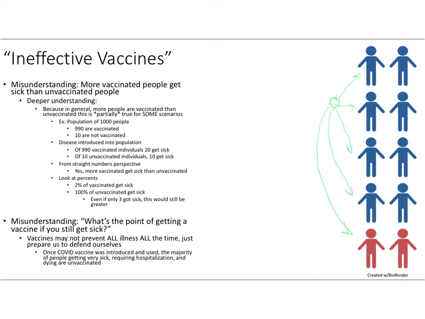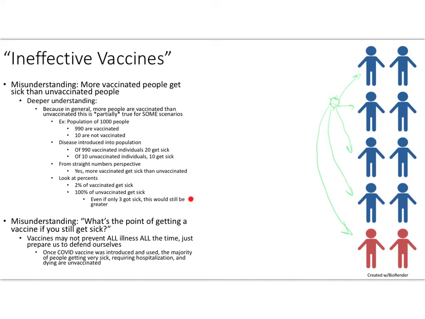Of the 10 unvaccinated individuals, 10 get sick. So from a sheer numbers perspective, just the absolute number of people who got sick in each subgroup, each subpart of the population, it is true that in this case, more vaccinated people got sick than not. However, this doesn't tell us a complete story.